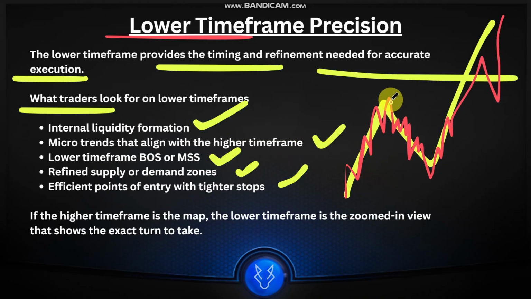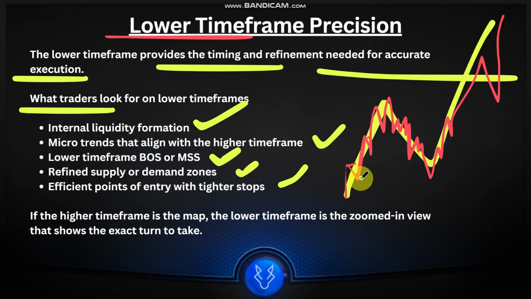You see this trend right now is aligning with the higher time frame trend, because this is a bullish move. I see the pullback. They're all aligning with the higher time frame bias. Lower time frame break of structure. These are lower time frame breaks of structure.